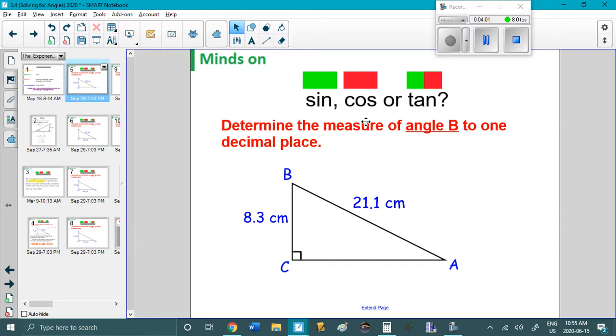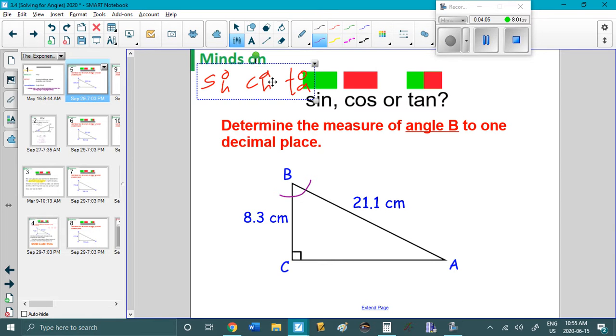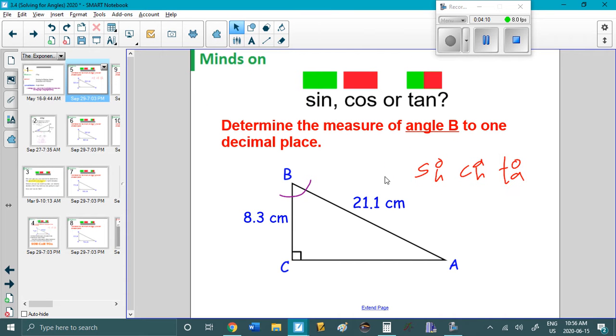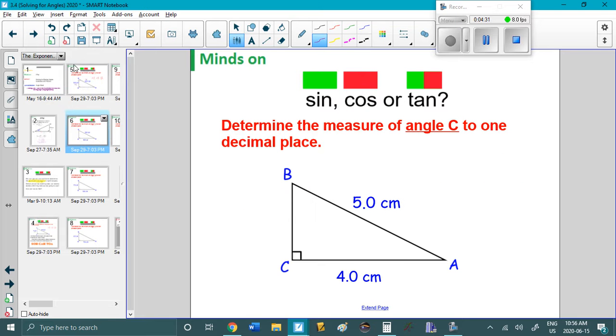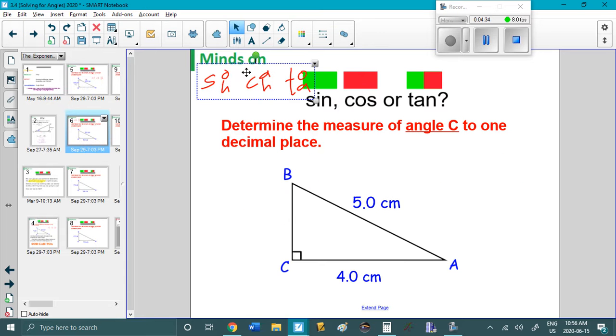Let's try the next one. Now we're looking for the measure of angle B. So here's angle B, here's SOHCAHTOA, and I would love for you to pause and try to figure out which one you would use. Okay, so in this case we have the hypotenuse, obviously, and we don't have the opposite, so we have the adjacent. So I'm looking for A and H. A and H is cos, so I would use cos. Okay, pause and try to figure out which one you would use here.